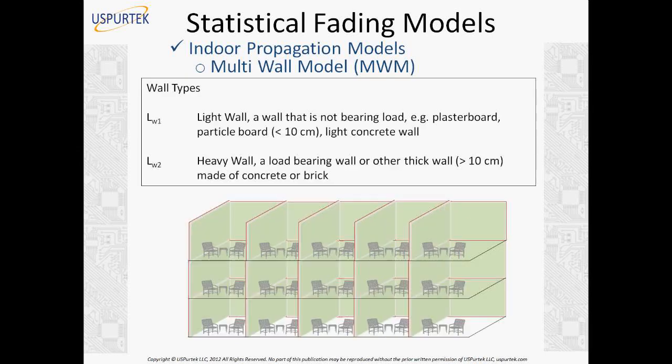This model defines two types of walls, light wall and heavy wall, and this is the definition here. It considers any wall which is less than 10 centimeters, made of plasterboard or particle board, or a light concrete wall, as LW1, and a heavy wall as a load bearing wall. Walls can be of two types, load bearing and non-load bearing. It seems like we are discussing a lot of civil engineering here, but that is how it is. When you are actually doing this type of work in the field, you may have to interact with the facilities engineer or civil engineer to understand the structure first, and then extrapolate your findings into these models and calculate your path loss.